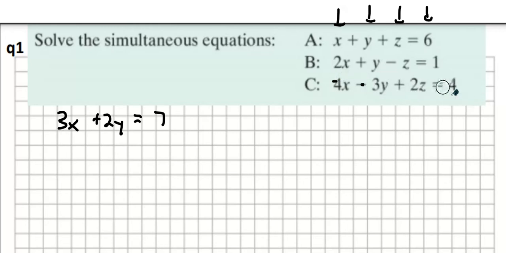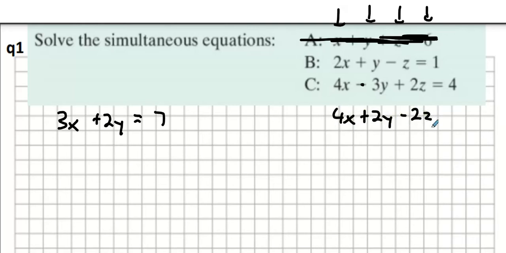Okay. Next one. I look at B and C. Everybody see B and C? I'm going to multiply B by 2. So I'm going to multiply all of B by 2. What do I get? Equals. Okay, awesome. Now I'm going to eliminate out B.